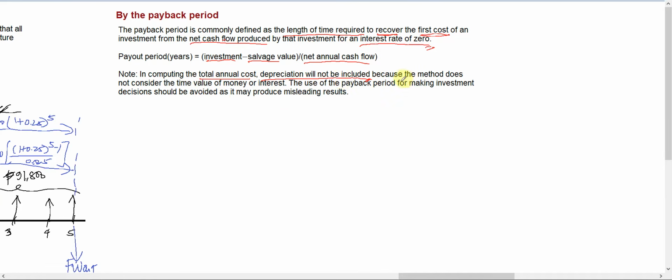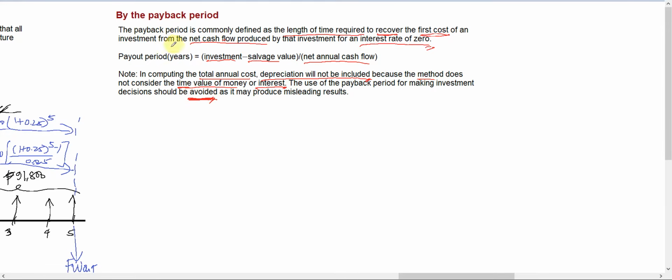Sabi dito, because method does not require the time value of money or interest. So kaya hindi na natin sinasama yung depreciation sa pag-compute ng payback period. So, the use of payback period for making investment decision should be avoided. Ayan nga, sabi ko sa inyo, hindi ito ginagamit. Itong unang-una pa lang, gagamitin mo na itong payback period. So, dapat avoided to, no?